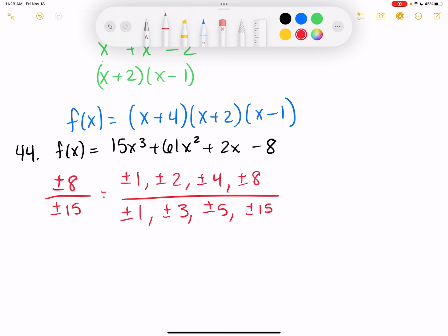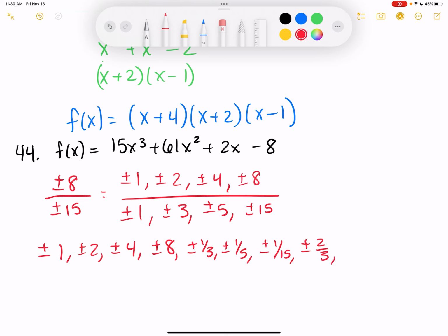So then we have to write out what all of our options are. I'm going to do all of them over 1 first. So 1, 2, 4, 8. Then I'm going to do them over 3. So 1/3, 1/5, 1/15. Then 2's over 3. So 2/3, 2/5, 2/15.